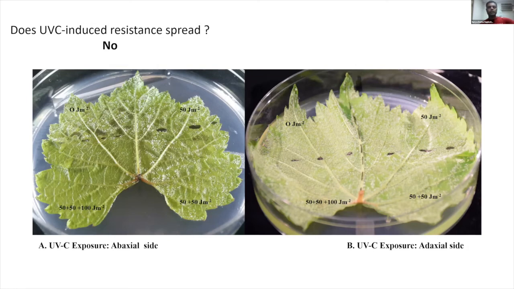Going from 0 to 200, you see some sort of variation. Obviously at 0, there is lots of downy mildew growth, but if you go to 50 and 100, there is some sort of reduction. And again, this picture shows if we treat the bottom side, yes, we see some control, but on the right, if it is treated on the top side and inoculated on the bottom side, we didn't see any effect, or any resistance induced.